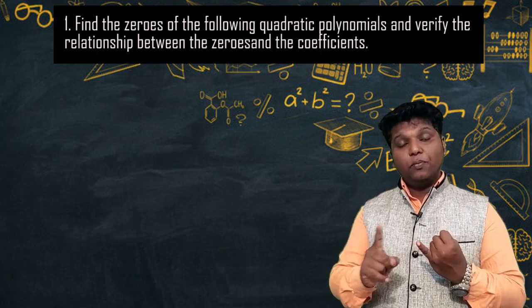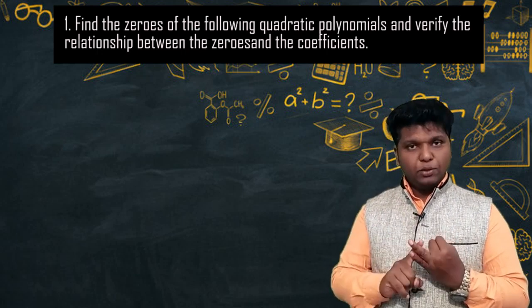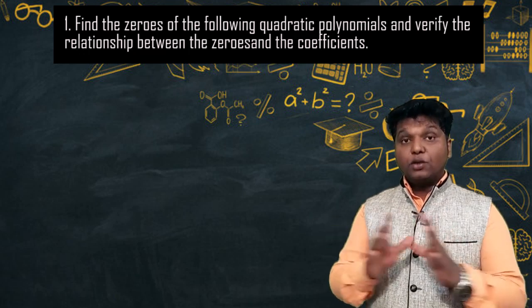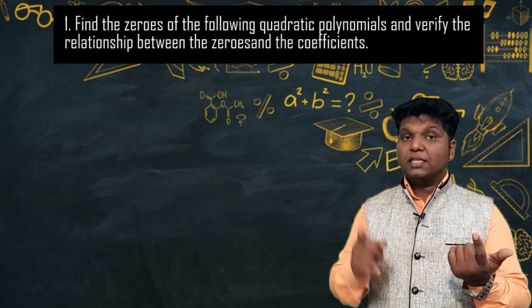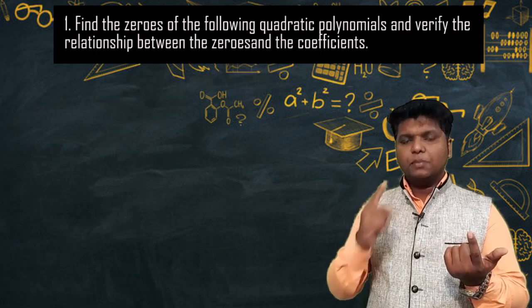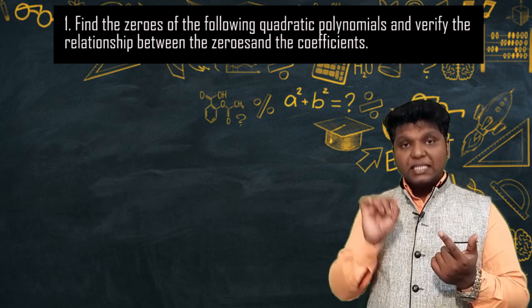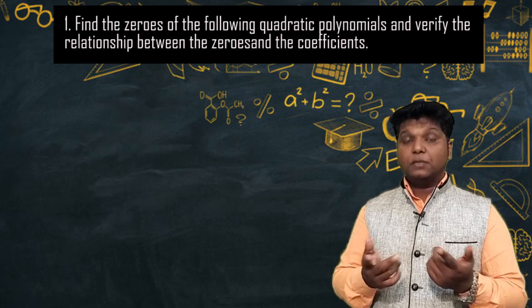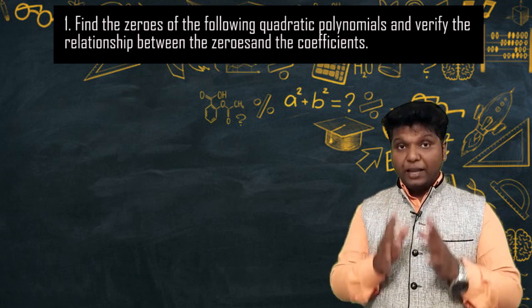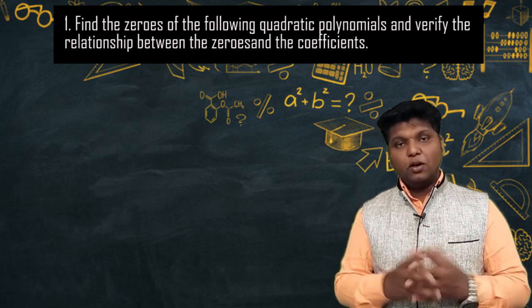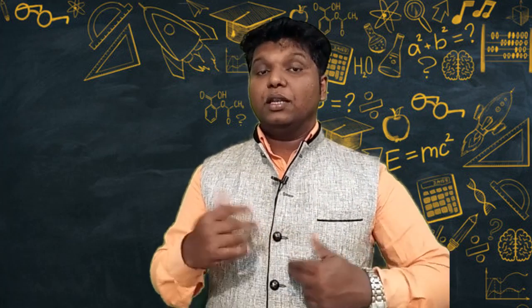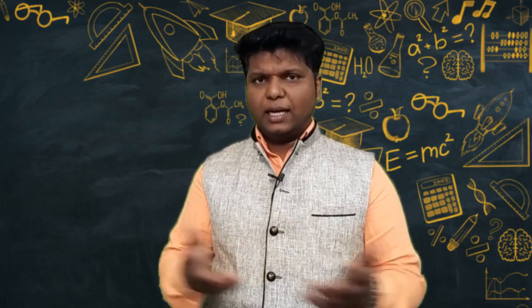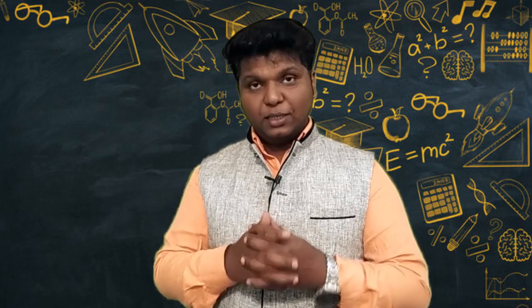After finding the zero, what do you have to do? You have to verify the relationship. I already told you what the relationship was. Alpha plus beta is equal to minus b by a, the first relationship. Second one, alpha beta is equal to c by a. So these 2 relationships you have to verify. You have to check whether it is right or wrong. That's the verification. So 2 things. Number 1, we have to find the zero. So let us do the very first question. Let us find the zero. How to find the zero of a given polynomial?